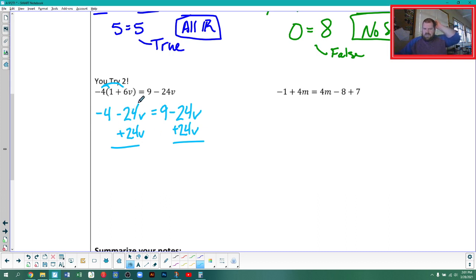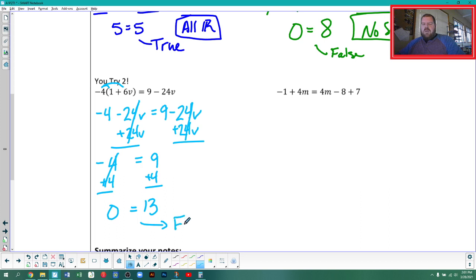So negative 24 plus 24, those cancel. And I get negative 4 over here. I'm going to have that 9. And negative 24 plus 24, those cancel. Well, negative 4 doesn't equal 9. And even if I tried to do anything, sure, add 4 to both sides. I could have done that. That cancels, I get 0, and 9 plus 4 is 13. Still, nothing changed. It's a false statement.